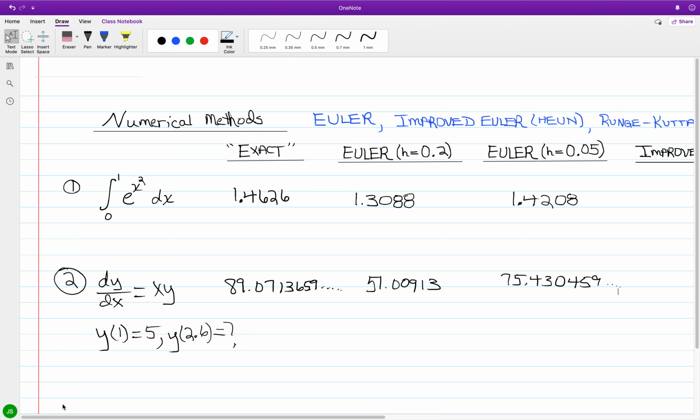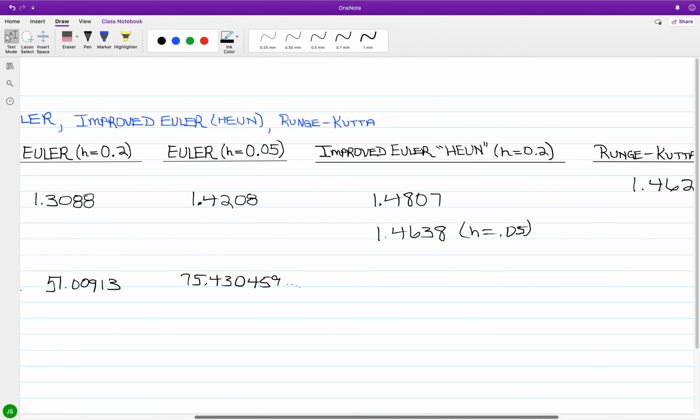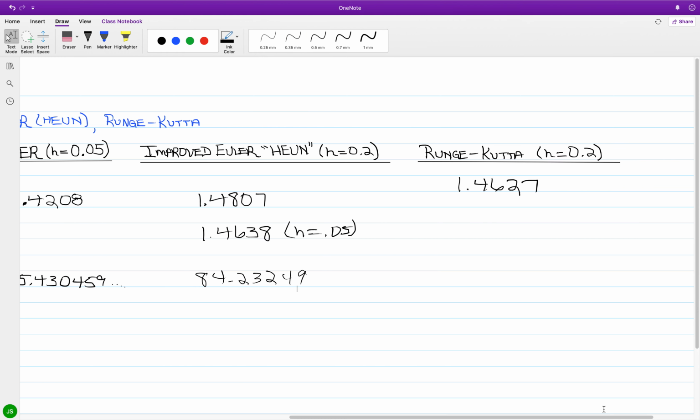So going back, for this differential equation, for y at 2.6, we had the exact result at 89.0713 among the first digits. As for the improved Euler, you have right at 84.23249. And as for the Runge-Kutta approach, again, you have substantially closer at 89.0283.